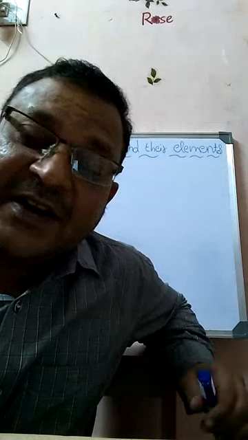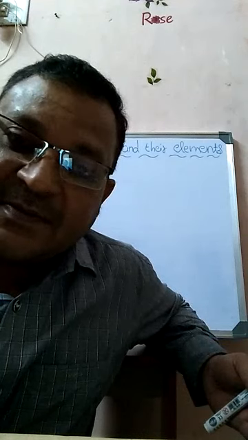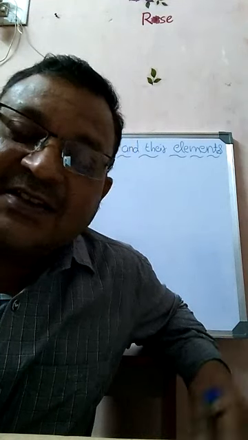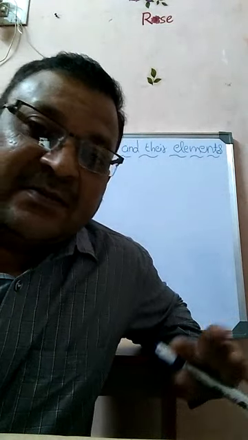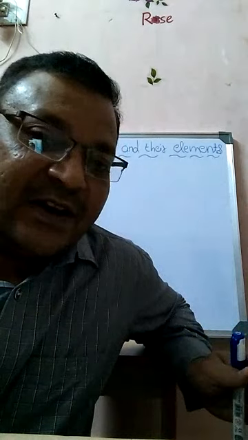In the chapter Understanding Elementary Shapes, in the previous class, we learnt about quadrilaterals, different types of quadrilaterals and their properties. We learned the properties of trapezium, parallelogram, rectangle, rhombus, and square. And the difference between properties of different quadrilaterals we also observed.